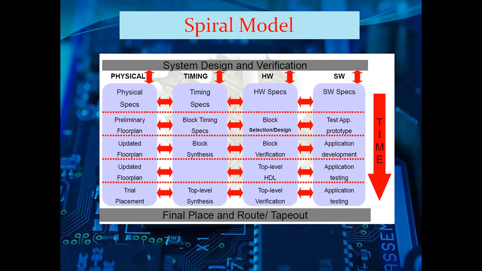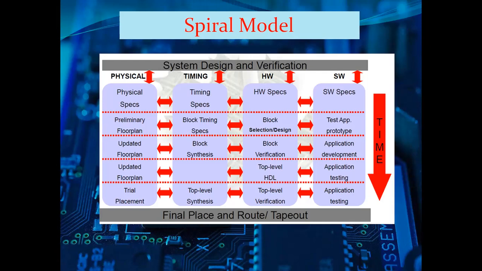So this is another representation of the spiral model wherein we are representing the four phases, and this is how we are actually representing the interfaces between the different stages. Okay, so as we move in this direction, the time is actually increasing, and these four phases are moving in parallel. So it all starts with specification and it ends at final place and route and the tape out stage, and the integration, obviously the integration and the timing verification is coming at the end at this stage. So this is just another way of representing what we have already discussed in the spiral model.